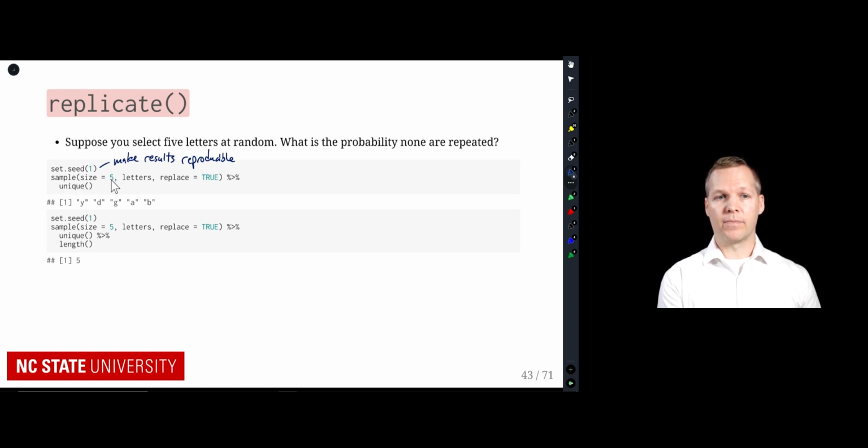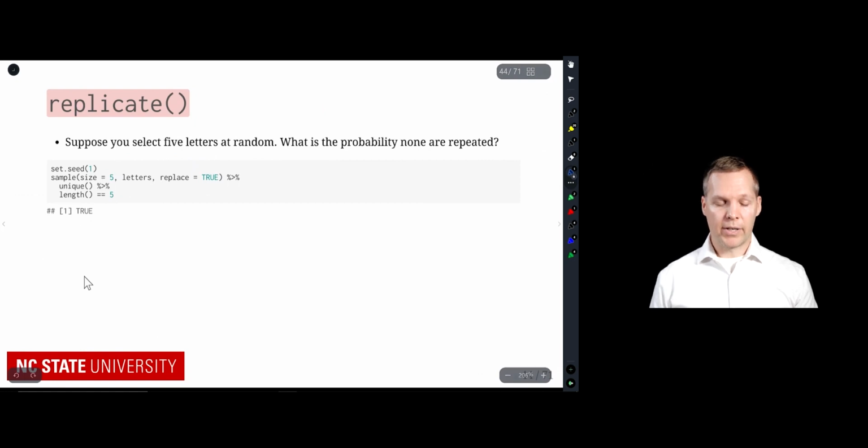So this is just going to make our results reproducible. I'm going to go ahead and sample 5 things from that letters argument with replace equal true, and then I'm going to run the unique function on the result of that. And so unique will return all of the unique elements from that vector that got returned. If that thing is of length 5, that means that I had 5 unique values. I had no repeats. So what I'm going to do is take the result of unique and then look at the length of it. If that length is 5, no repeats. If it's less than 5, I had some repeats.